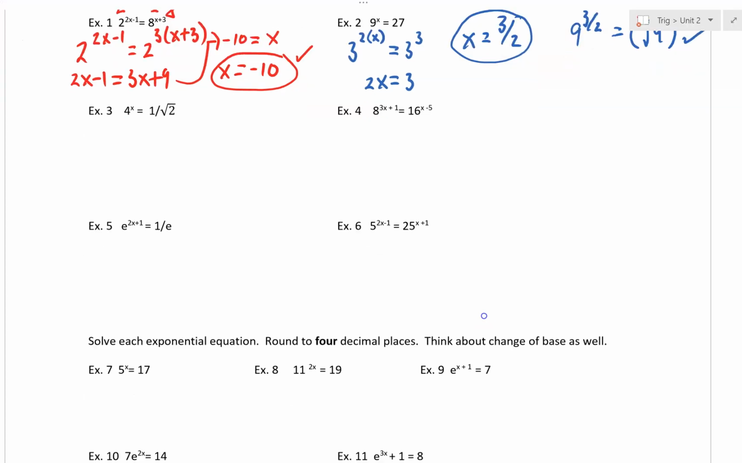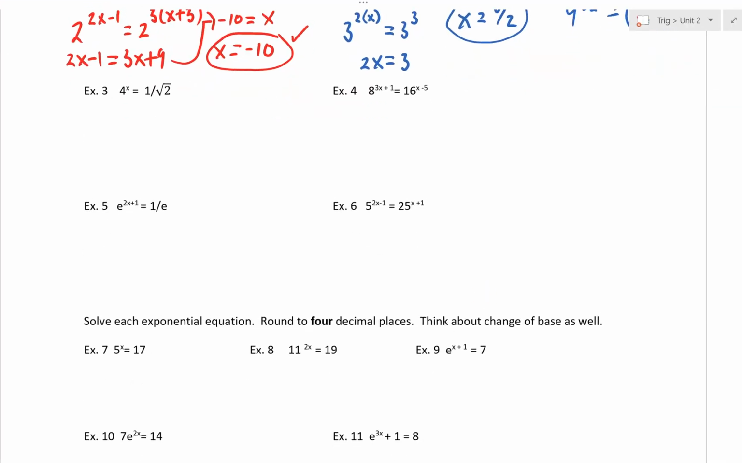Let's look at the next one. 4 to the x is equal to 1 over the square root of 2. So we need to be able to get these to the same base number. Looking at this, I might want to rewrite this. I'm going to go for 2's here. So this one's going to say 2 squared, because that's 4. This one, hopefully you would see is really 1 over 2 to the 1/2. And then I would want to rewrite this by moving it to the top of the fraction, which means this becomes negative. Now I have the same bases.